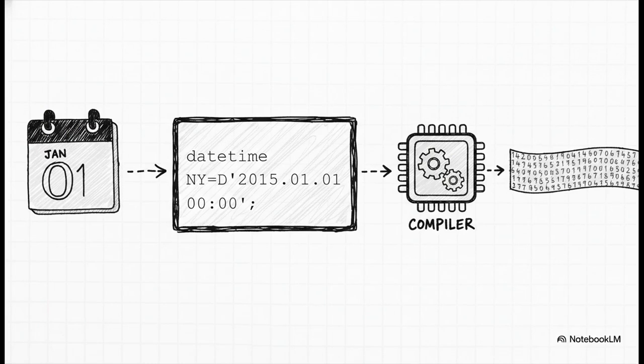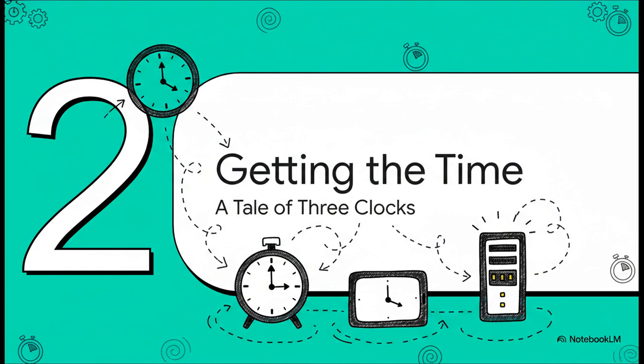But of course, you and I don't think in terms of billions of seconds, right? That would be impossible. And that's where MQL5 gives us a helping hand. As you see here, we can declare a datetime variable using a format that we can actually read. You just use the letter D and then put the date and time in single quotes. The MQL5 compiler sees that and does the hard work for us, converting that nice readable string into that giant integer behind the scenes.